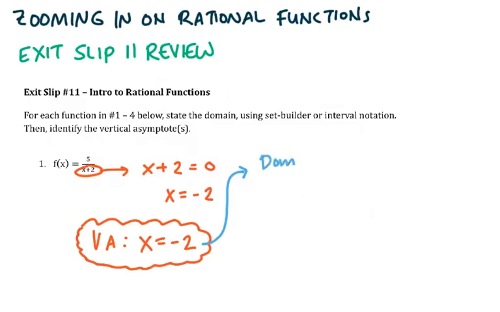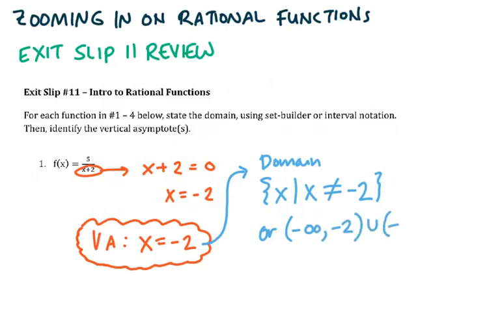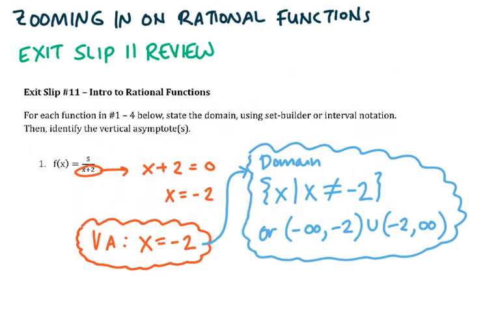So my domain could be expressed in set builder notation as all x, such that x does not equal -2, right? We're excluding the value of the vertical asymptote. Or in interval notation, folks, you can write -infinity to -2, and then jump over -2 and continue to infinity. So either one of those notations would be great for the domain. So that's about all there is to it. At this point, we're just looking at domain and vertical asymptote. The next step will be to start looking at horizontal asymptotes and then graphing. But for here, we're just focused on the vertical asymptote and the domain.